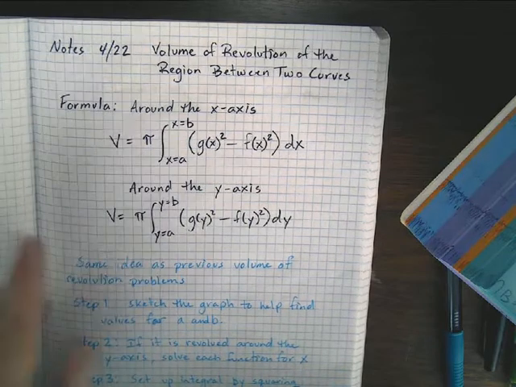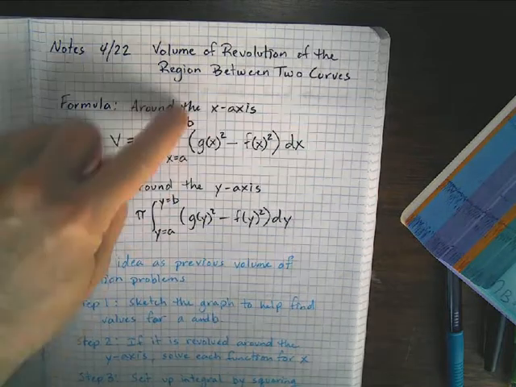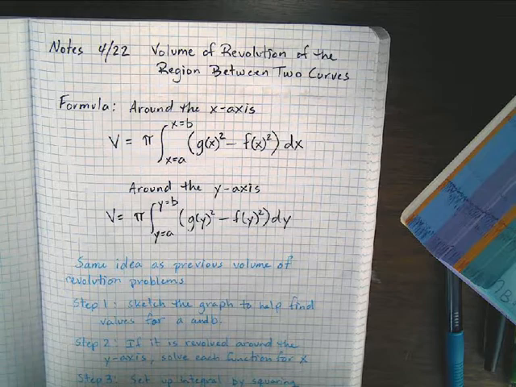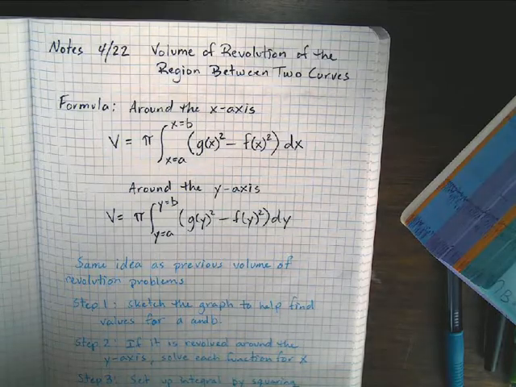You're going to sketch the graph to help you find the values for A and B. Just like in the warm-up, you needed to figure out where the two curves were crossing each other. We need to figure that out so we know where we're integrating from.